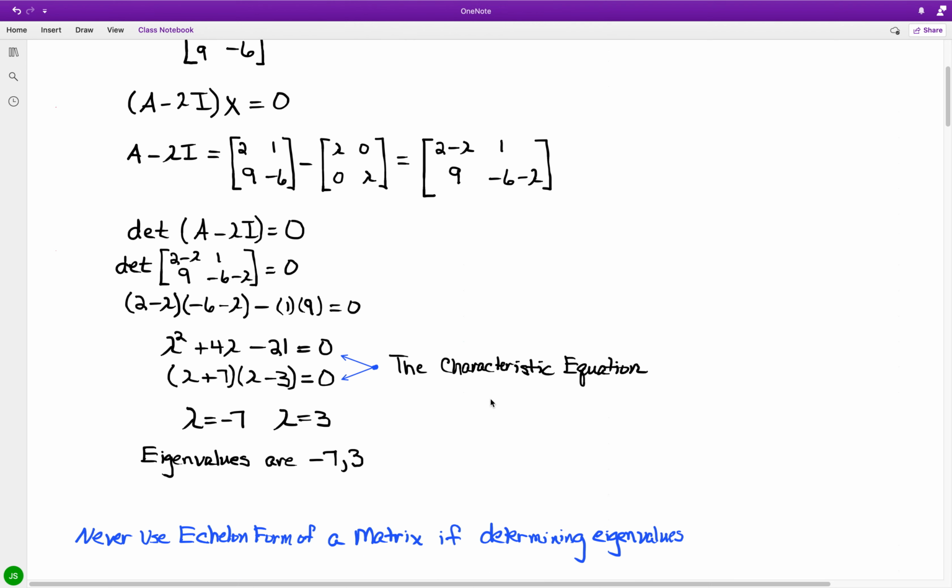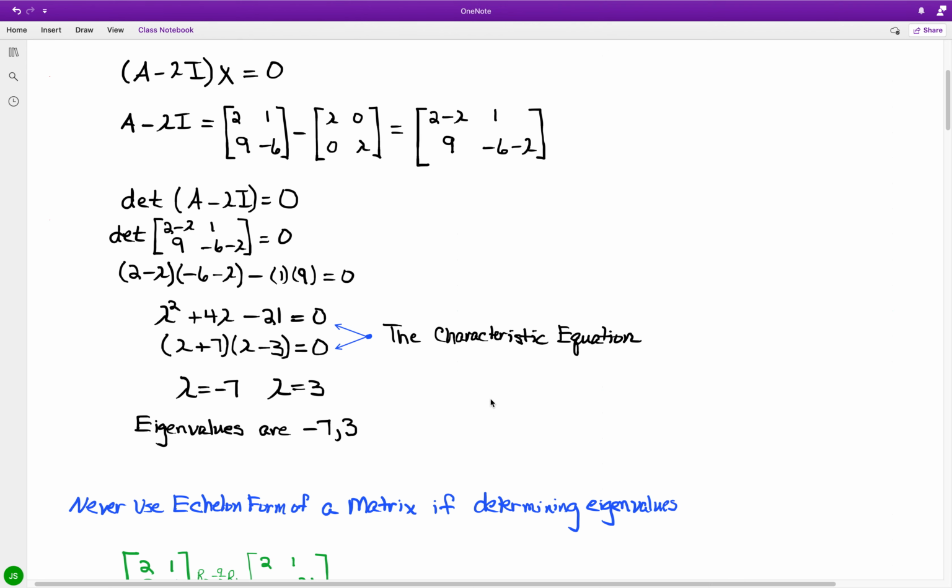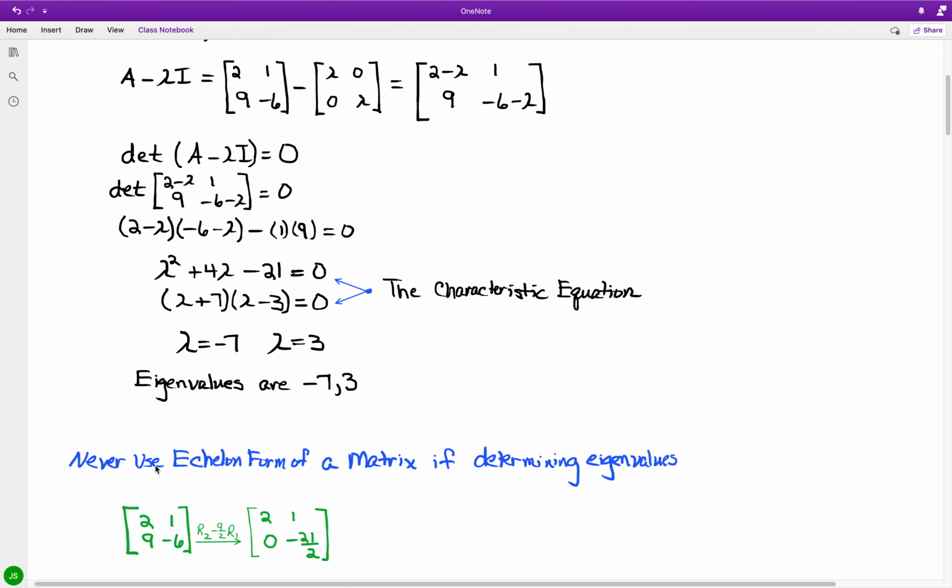Now, let me mention something for a given matrix, a rule of thumb here. We've been looking at triangulating matrices with triangular formations of zeros in the case of evaluating determinants. But for the determination of eigenvalues, never use the echelon form of a matrix. Now with our first example, we have 2, 9, 1, negative 6, and if I were to put this in echelon form, I would have 2, 0, 1, and negative 21 halves.